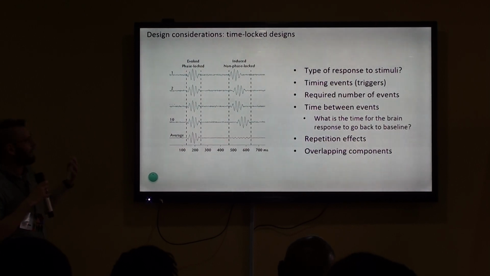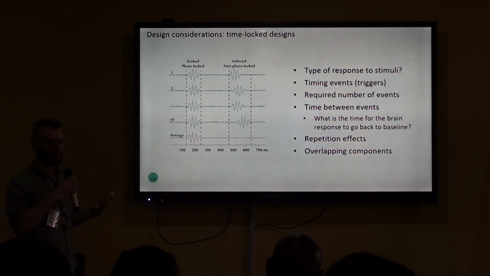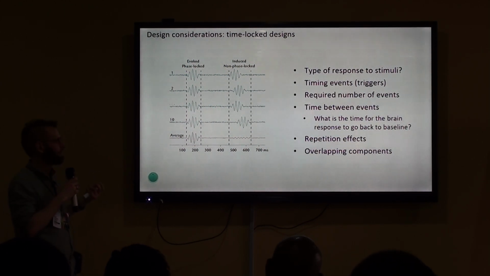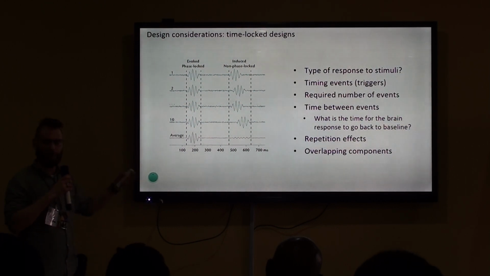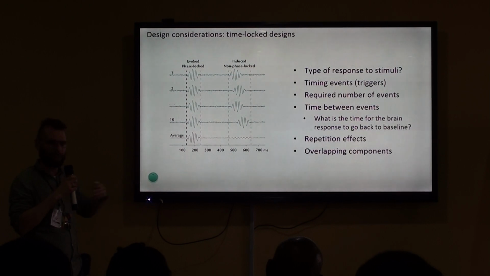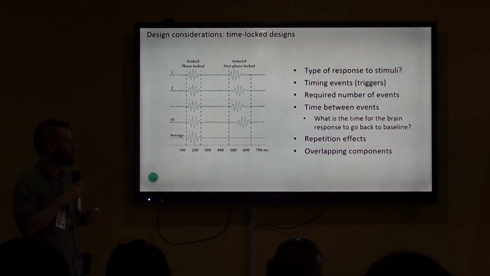We will think about how the stimulus induces a response. So what type of responses do we expect to this stimulus? What would be the timing of the events that we're looking at? What would be the required number of events that we need in order to get a robust signal in the end, after we have processed all our data?